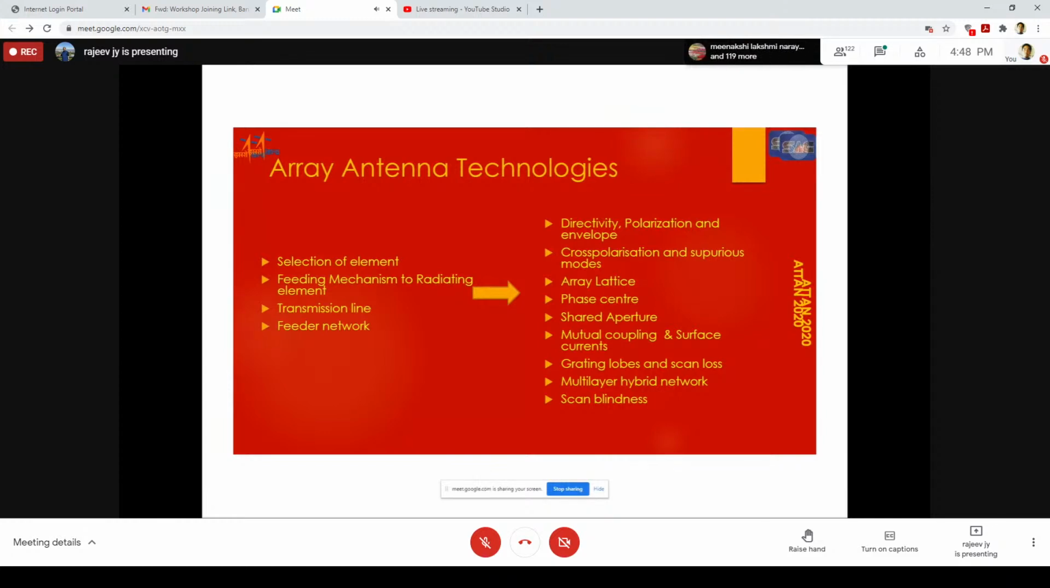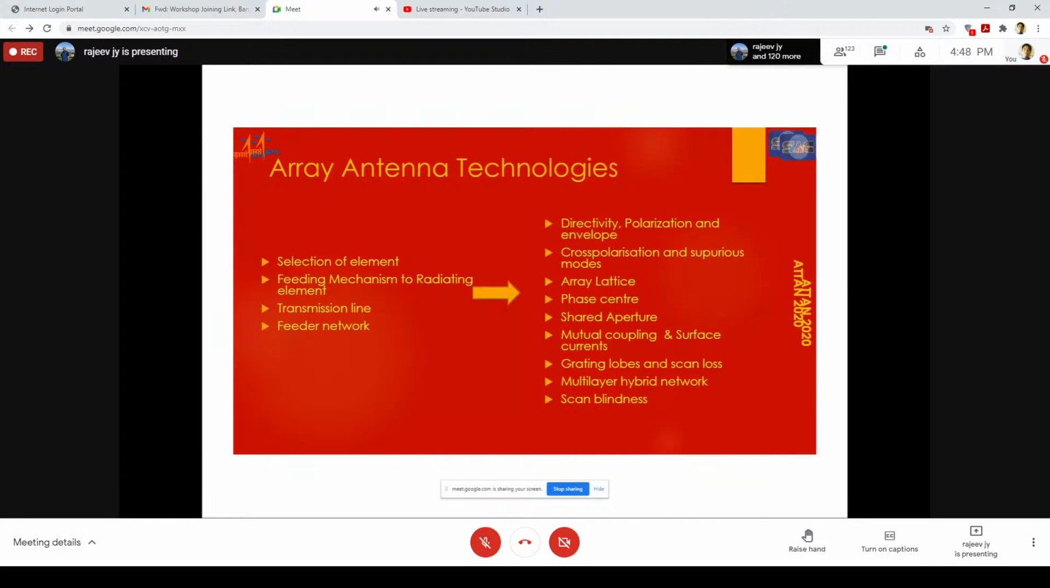Then comes the feeding mechanism. How you are feeding each element, what type of transmission line you are using, will again depend on what type of power we are talking about. Then mutual coupling and the surface currents. Again, they are all problems.